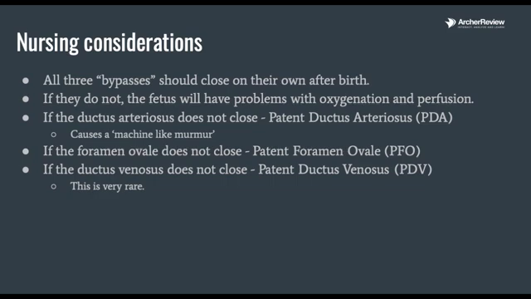First and foremost, all three of these bypasses should close on their own after birth. Once the fetus takes that first big deep breath of oxygen, pressures in the lungs are going to drop, the fluid is going to clear out of those alveoli, and those decreasing pulmonary pressures should cause the ductus arteriosus to close. If these things don't happen, there's going to be issues with oxygenation and perfusion because we're about to cut that umbilical cord. The umbilical vein is not going to be there to bring oxygen and blood and nutrients to the fetus. We need the fetus to be able to do that on its own after birth.